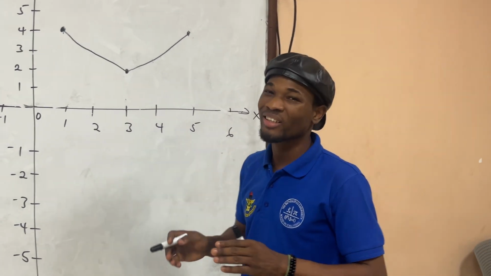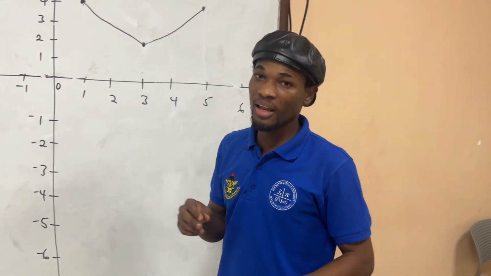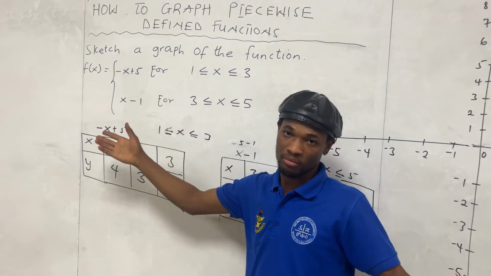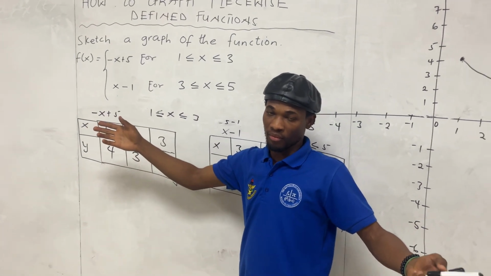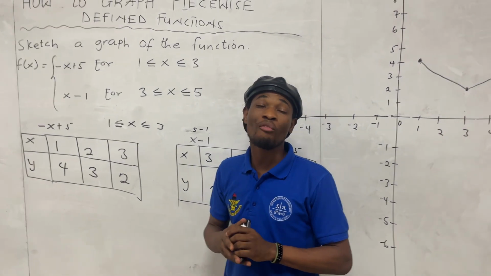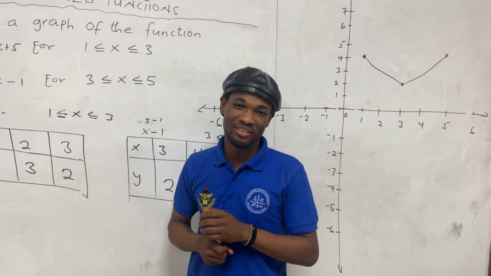So the hint, the trick, the secret is to consider both graphs separately. Afterwards, combine or merge them to get your overall graph of the function.